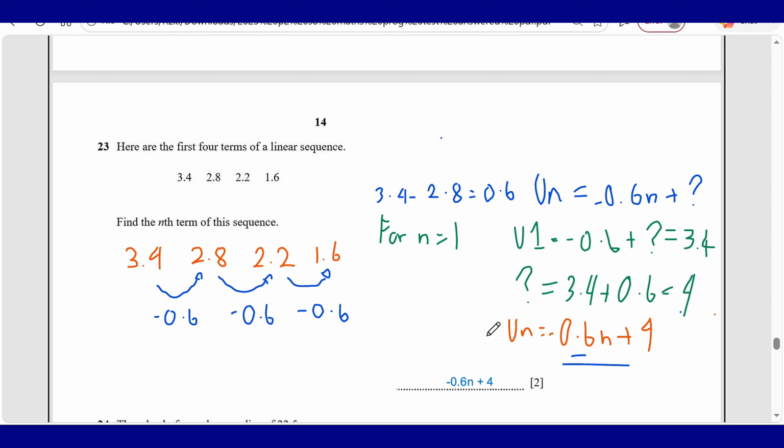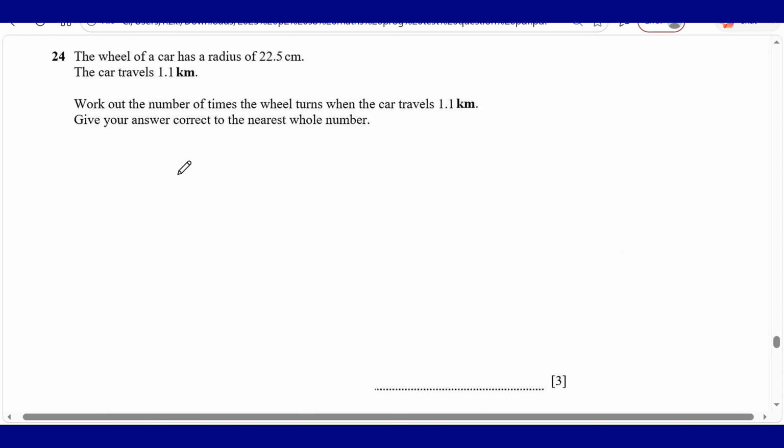So negative 0.6n plus 4, when n is 1, that is unit 1, is negative 0.6 plus 4, that will get the first term 3.4. That's how we got the 4 in here. Okay, we hope it's clear. Let's move on. Okay, now number 24.